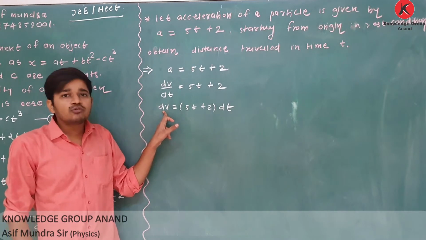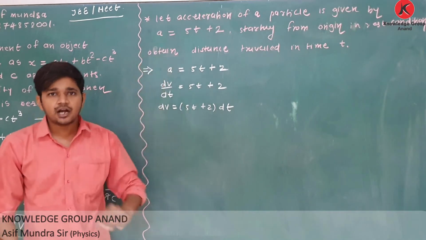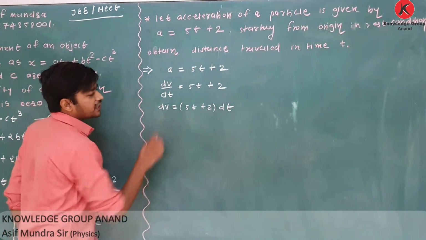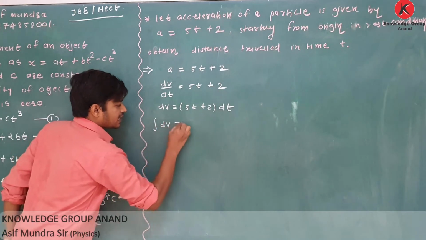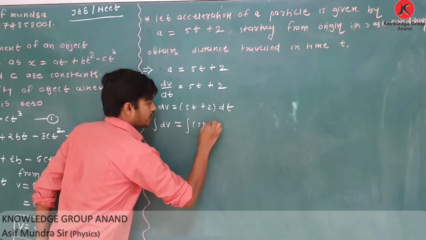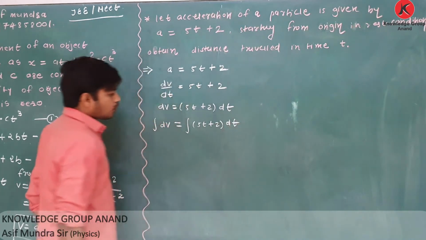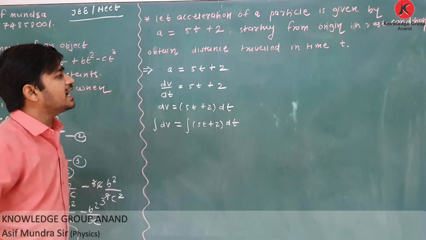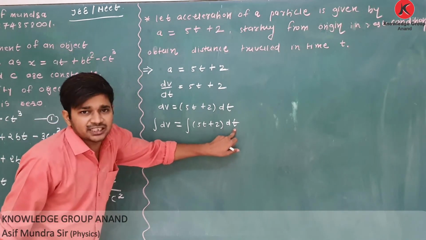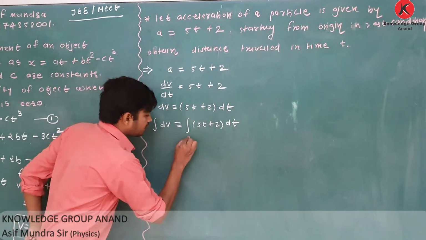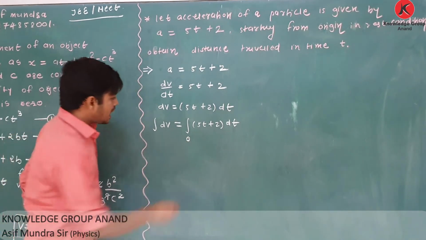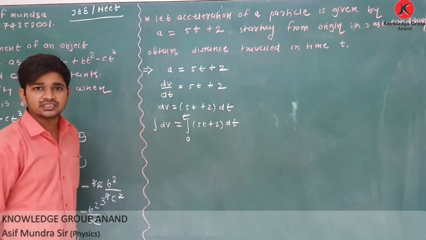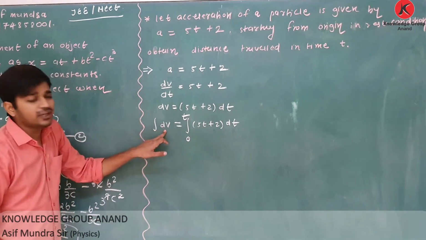We have to find from time 0 to time t. Then what to do? We will integrate this equation. Integration dv is equal to integration 5t plus 2 dt. Now what about limit? We have to find distance traveled in time t. This side integration is with respect to time. So, if we are starting from time t is equal to 0, and if we want to find displacement at time t, then limit is from 0 to t. Clear about this?